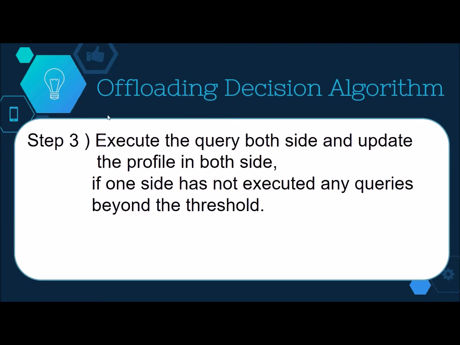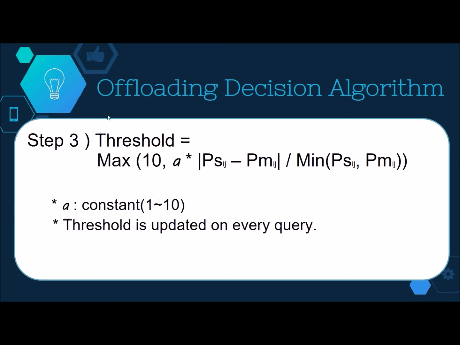For step 3, we execute the query on both sides and update the profile on both sides if one has not executed any queries beyond the threshold. This is to prevent executing our queries on only one side, because one side can seem much faster all of the time, so we need to set a threshold.